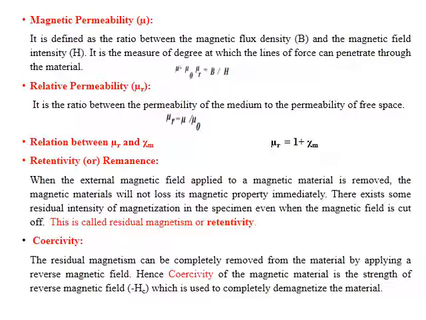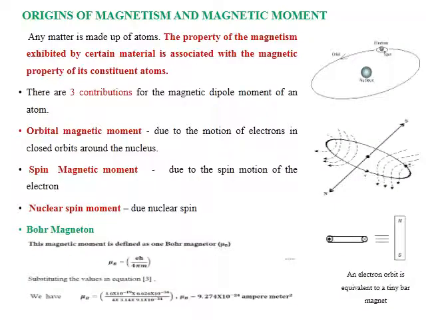Meanwhile, if you want to remove that stored magnetic energy, we need to spend external energy by applying a magnetic field to cancel the available magnetic field. That amount of external magnetic field required to remove the magnetic energy stored in the magnetic material is called coercivity, or it is also called the coercive field.